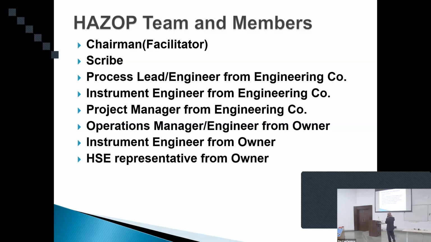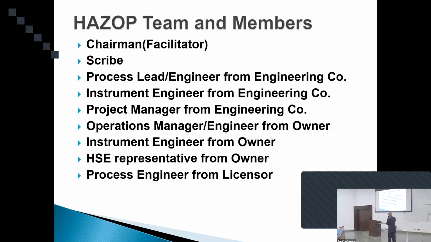HSE representative from the owner, because for health, safety, environment, every company should have one representative. He should try to evaluate what could happen. So these are the type of people. If you say here itself, there are about 7 or 8 people. I have worked with about 14 to 15 people. And sometimes in the Middle East, even 30 people are there. Okay.